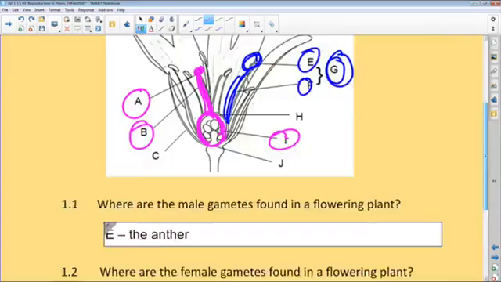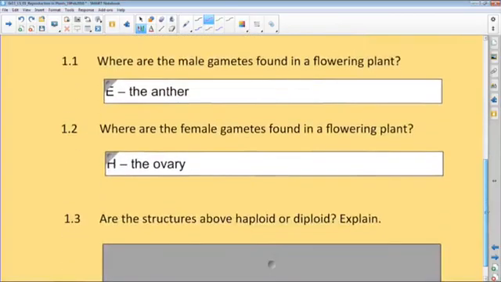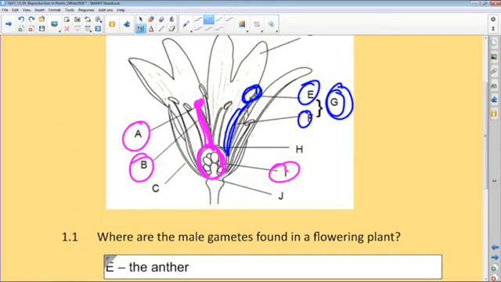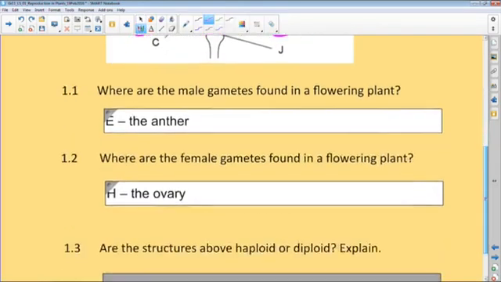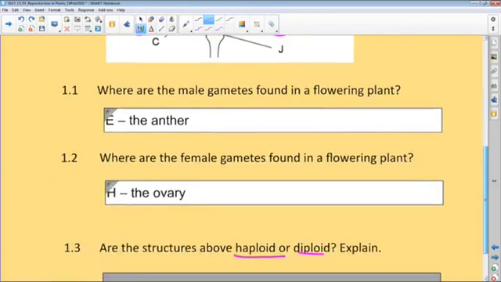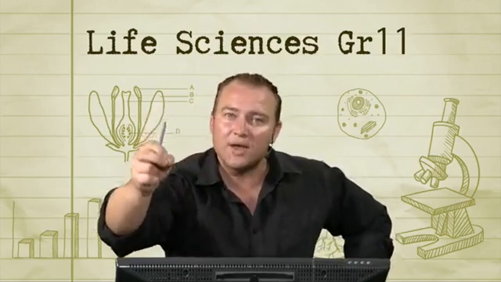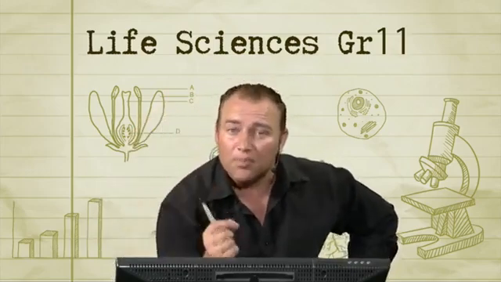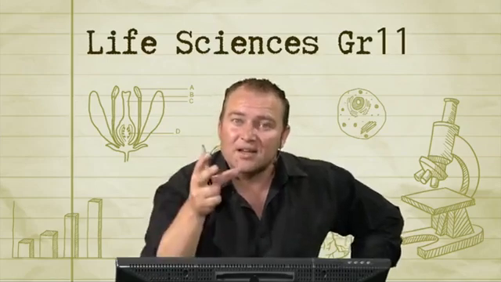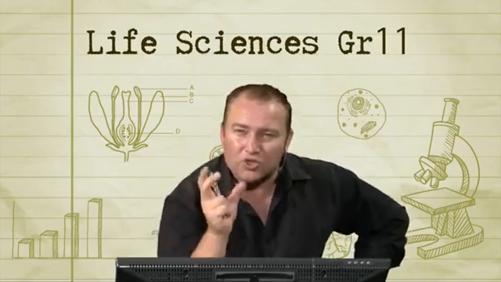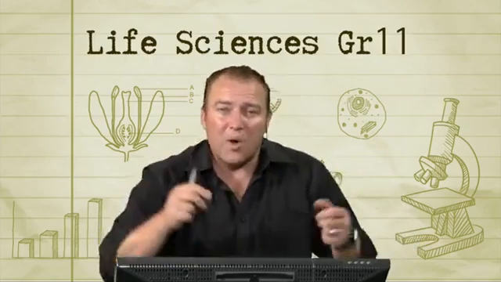Okay, next one. Let's have a look at this next question. Are the structures above haploid or diploid? Now, if I have a look at this carefully, I'm going to pull it back down again. Haploid or diploid? Can you remember in the beginning, I asked you that question. What is haploid? What is diploid? What is haploid? Can you remember? It is half the amount of chromosomes as the parent cell. Okay. What is diploid? It is a somatic cell. It's got both chromosomes, two sets of chromosomes, one from mom, one from dad.